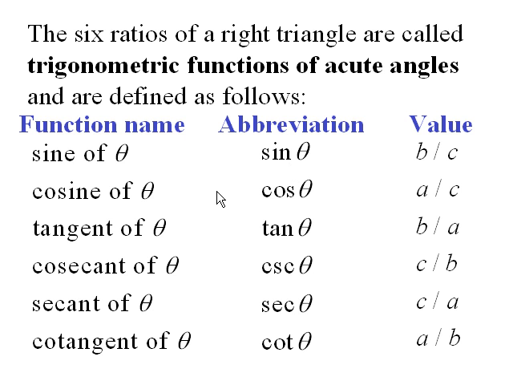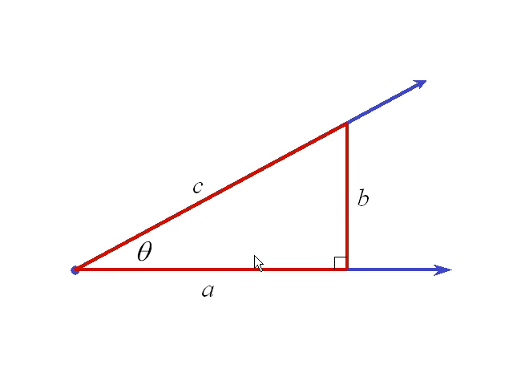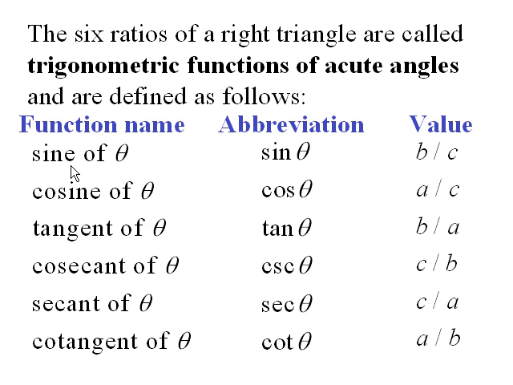Again, let me go back to the triangle to remind you. A is the horizontal side, the side adjacent to the angle. B is the vertical side. The way I've drawn this in, it's the side opposite the angle theta. And C is the hypotenuse. So sine is opposite over hypotenuse. That's B over C. Cosine is adjacent over hypotenuse. That's A over C. Tangent is opposite over adjacent.